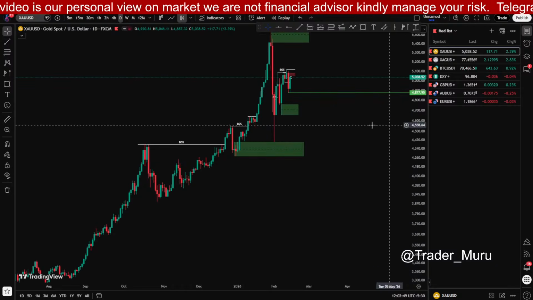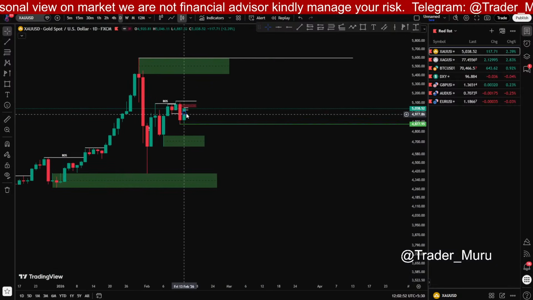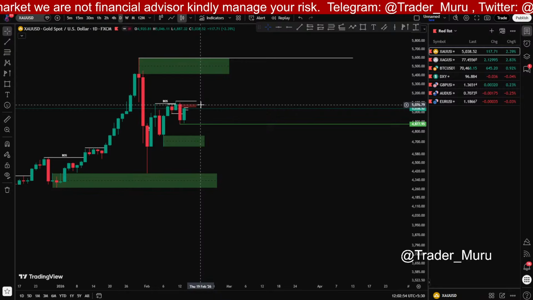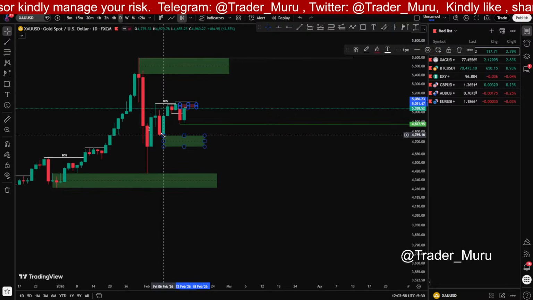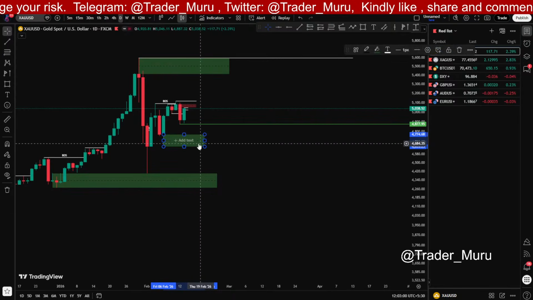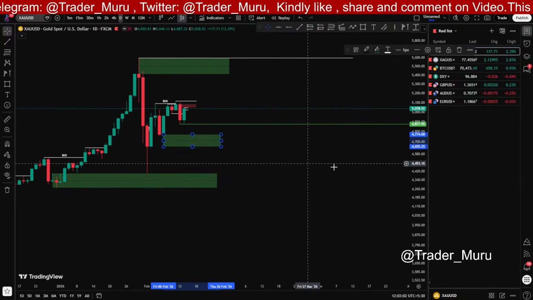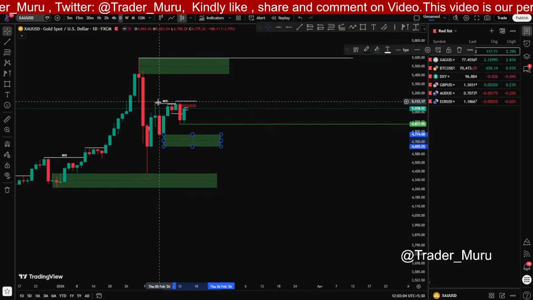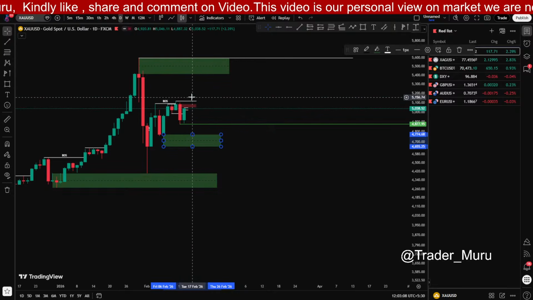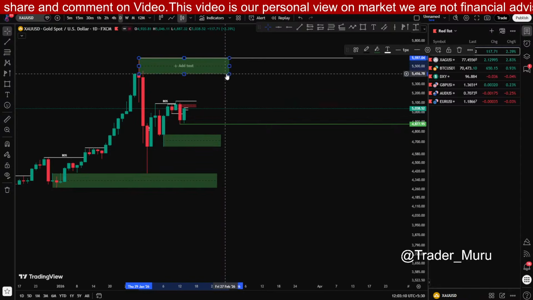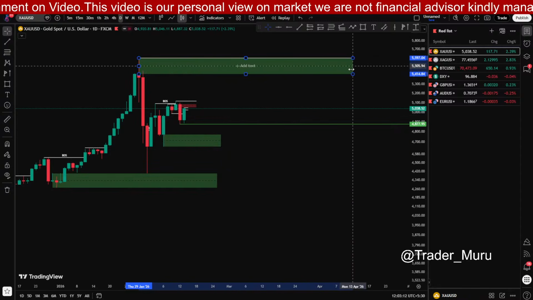On Monday, possibly we will have great volatility here. From this zone, we are still expecting it to create a new low towards this bottom green zone here, around 4775 to 4655. But if we have a new breakout structure, then we will continue with our long direction till this upper green zone here.